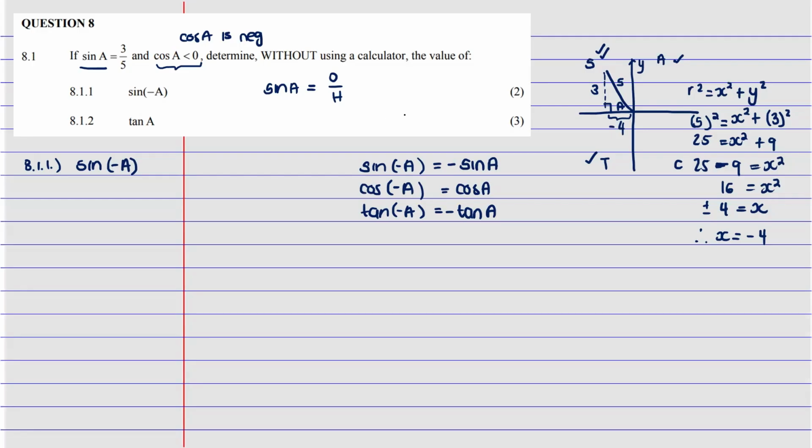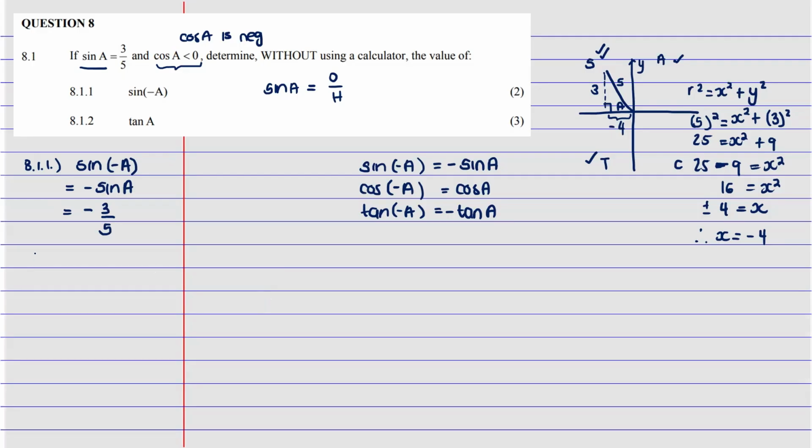So just remember those three. Only sine and tan become negative, but cos always becomes positive, even if the angle inside is negative. So with that said, we know that this is going to be equal to negative sine A. And we already know that sine A is 3 over 5, sorry. So this is going to be negative 3 over 5. So that's how that is, right?